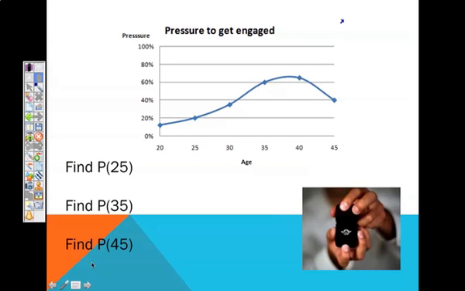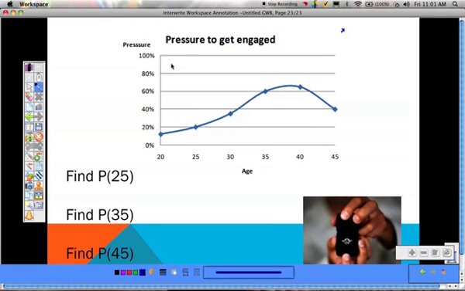Okay, how do we use a graph to solve functions? It's just reading a graph. So when I say find p of 25, here's the function for pressure to get engaged at a certain age. For p of 25, you find where your age is, because here age is x, this is like saying p of x. So when your age is 25, what is the answer? We go up to 25, we go over, and the pressure to get engaged at 25 years old is 20%.